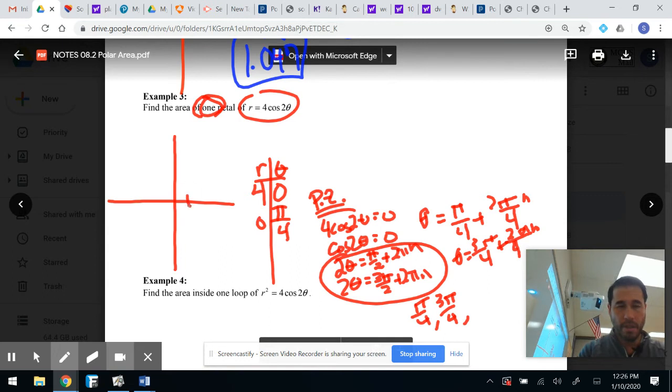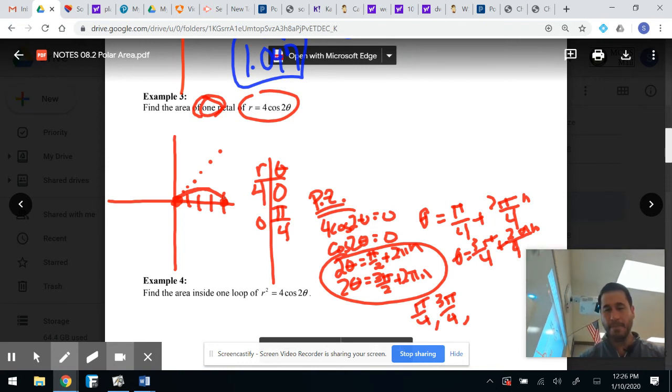So let's go 1, 2, 3, 4. Make my graph. And it's not fun that I have to use this, but at pi over 4, I'm going to be back here at the polar 0. So there we go. That's half. Is that half of a petal? For sure that's half of a petal.